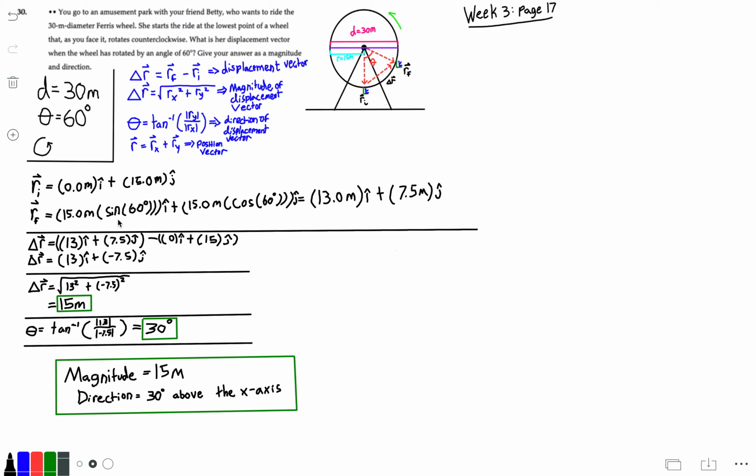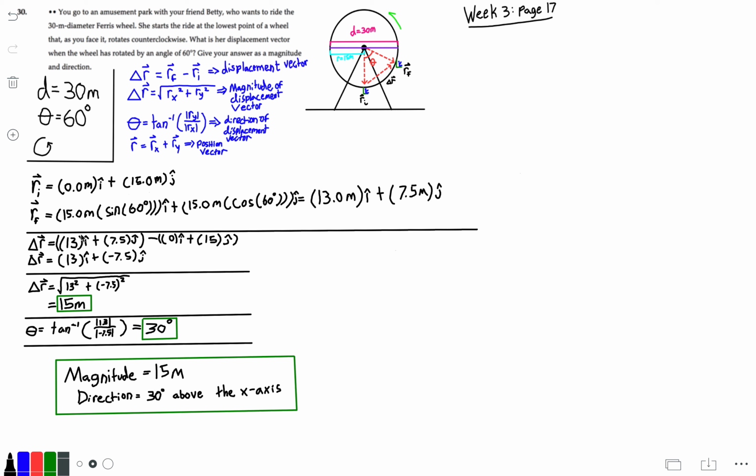So Rf takes a little bit of trig. What you're going to be doing is just using SOHCAHTOA to solve for some of the vector components, and we're going to get 12.99 meters. We're just going to round up to 13 meters in the i hat direction and the 7.5 meters in the j hat direction.